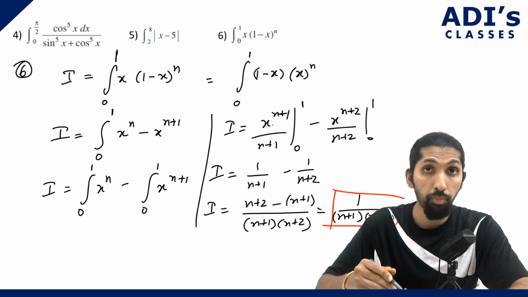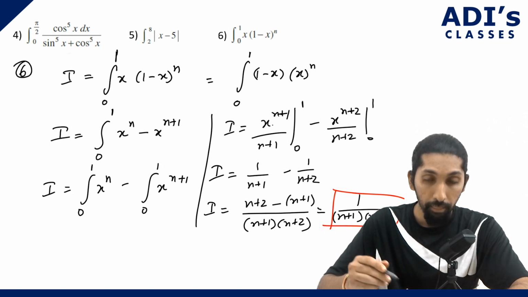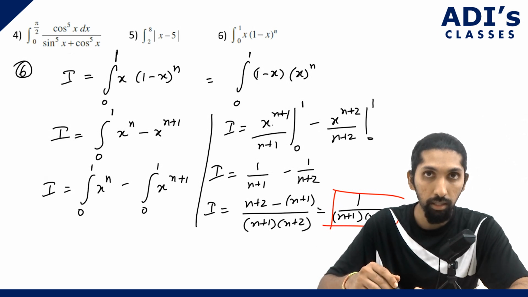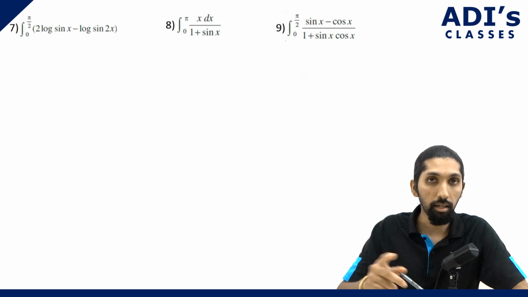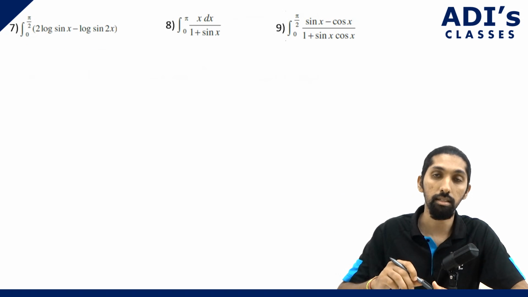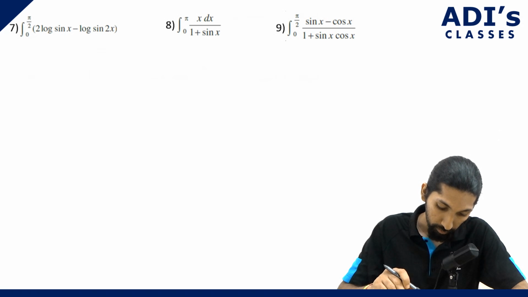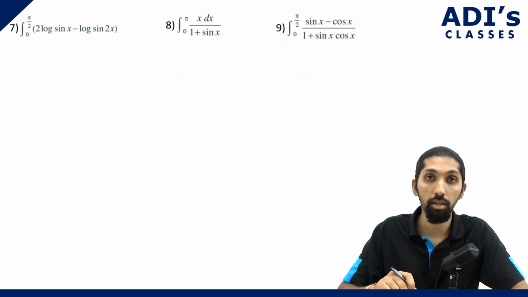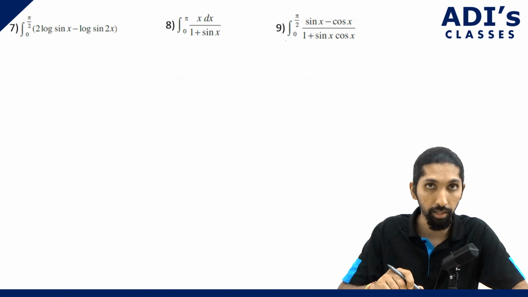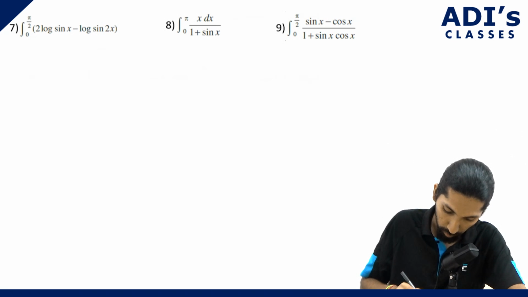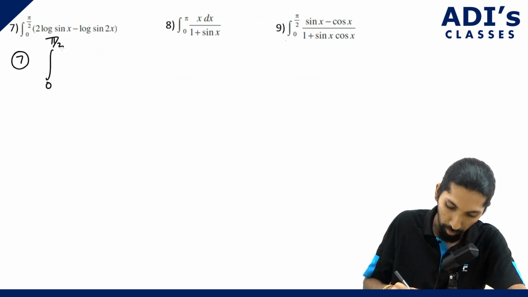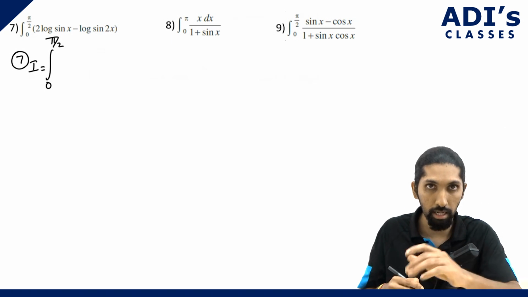Understood? So remember which property we are using. Okay. Now let's move on to the next one. That is the seventh one. Let's continue from the previous one. See the seventh question. See what you have. 0 to pi by 2, 2 log sin x minus log of sin 2x. Right? So first what we do now is 0 to pi by 2. Remember this is I value. Always this is I value.